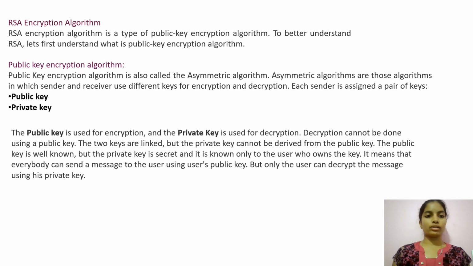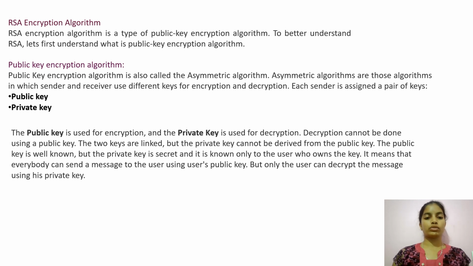RSA encryption algorithm is a type of algorithm which uses public key encryption. To better understand, let us first see what private key and public key encryption algorithms are. The public key encryption algorithm is also called the asymmetric algorithm. In these asymmetric algorithms, the sender and the receiver use different keys for encryption and decryption. Each sender is assigned a pair of keys, that is the public key and the private key.